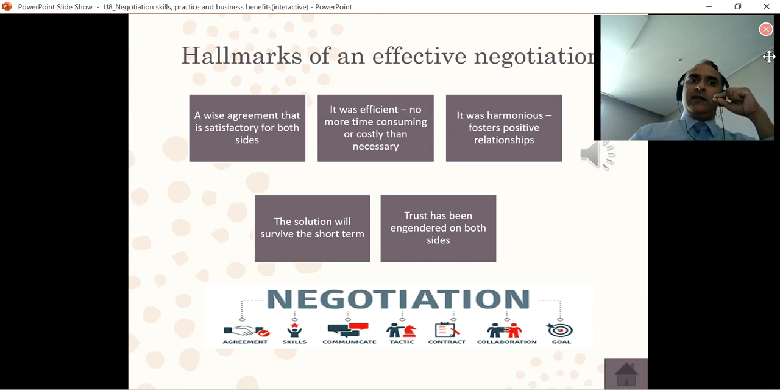Sometimes it's very quick but ineffective, because in trying to get a quick deal, we get abused, and that's not well. It was harmonious, the same thing in terms of everybody trying to do it amicably, and we are thinking of the long term. Talking about the long term, we have to survive the short term, because if the short term things are not dealing well, how can we expect that to work in the long term?